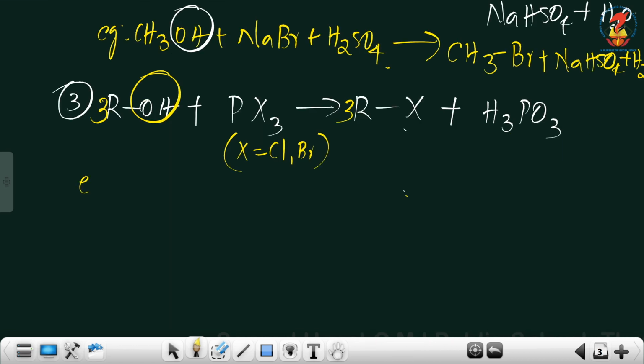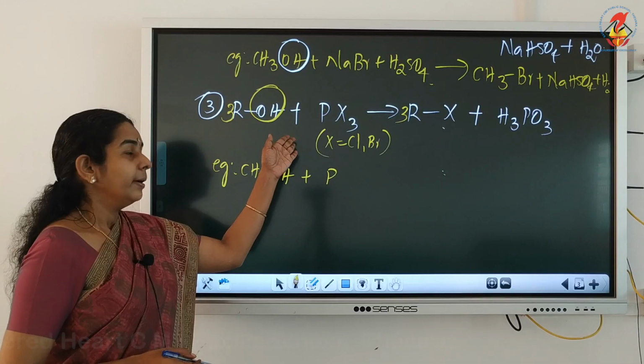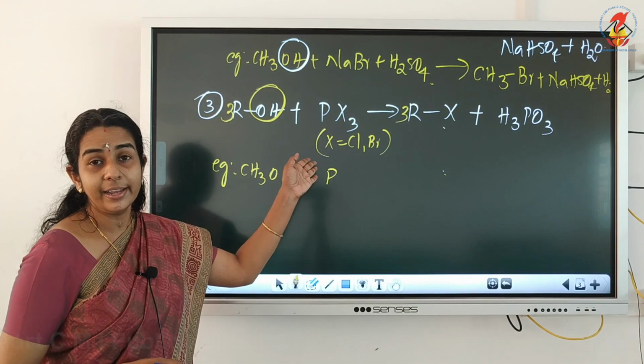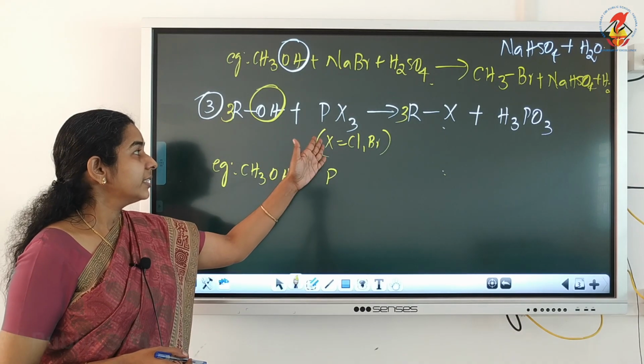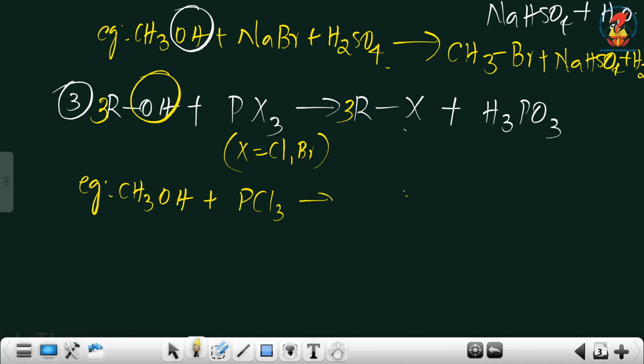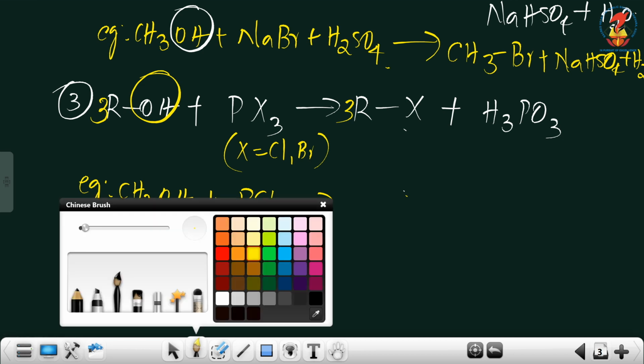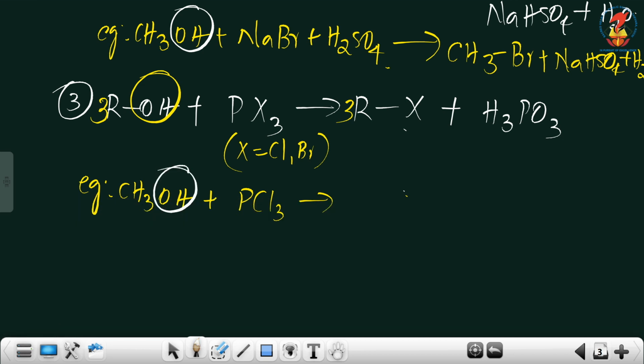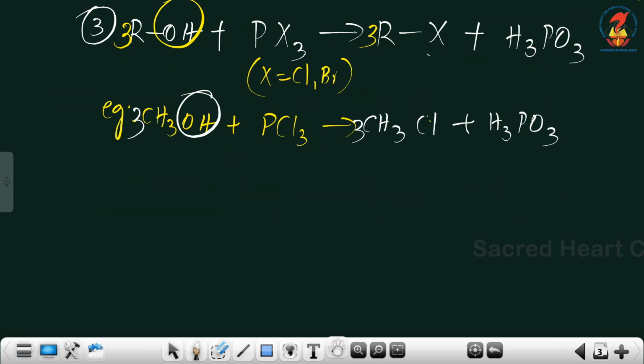For example, CH3OH on reaction with PX3, phosphorus trihalide, is the reagent. Here X can be chlorine or bromine. Here I am treating with PCl3. What will be the product? OH will be replaced by chlorine. So we get CH3Cl and H3PO3, with 3 in order to balance.